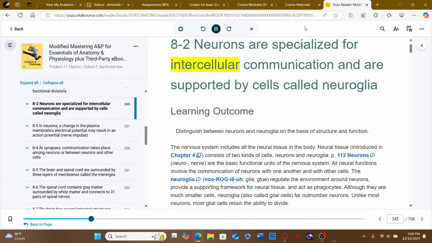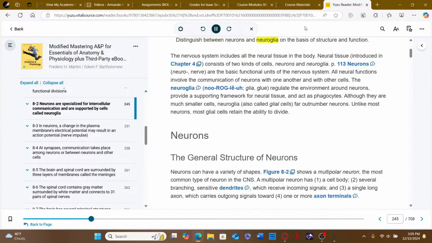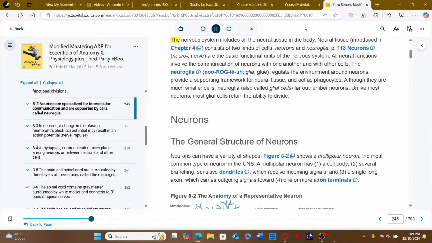8-2 Neurons are specialized for intercellular communication and are supported by cells called neuroglia. Learning outcome: Distinguish between neurons and neuroglia on the basis of structure and function. The nervous system includes all the neural tissue in the body. Neural tissue, introduced in Chapter 4, consists of two kinds of cells, neurons and neuroglia.